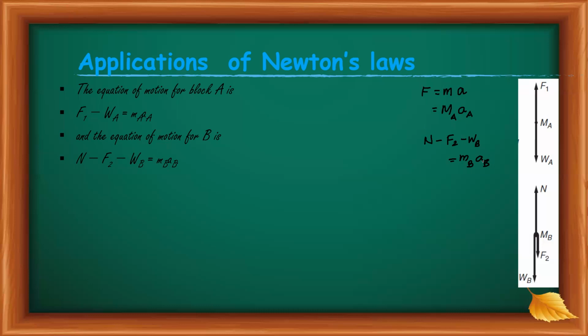Block A applies a force F2 on B, and the block B gives a reactive force, that is F1, to the body A. So according to Newton's third law, F1 must be equal to F2. Here we consider only the magnitude.